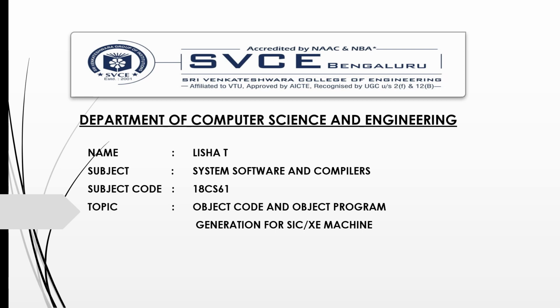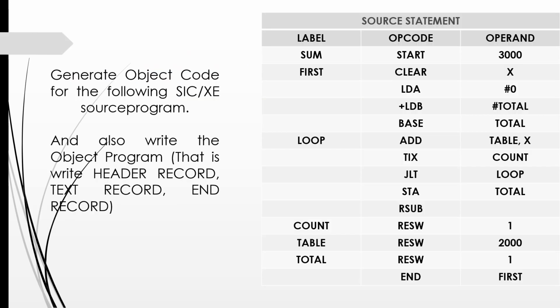Today we will be discussing how to generate an object code and an object program for SIC/XE machine. It is related to the subject System Software and Compilers. The subject code is 18CS61. Today, we will be solving an example program.